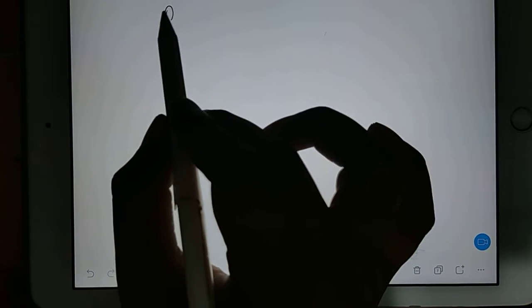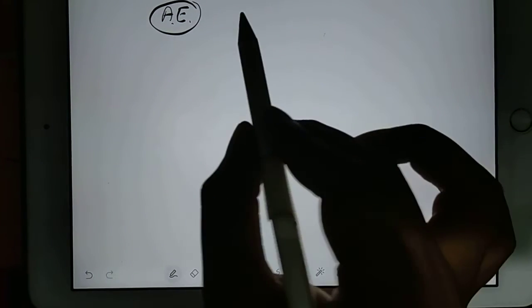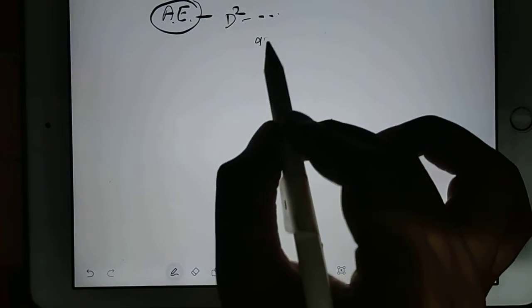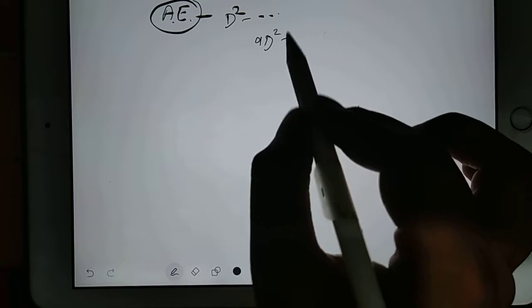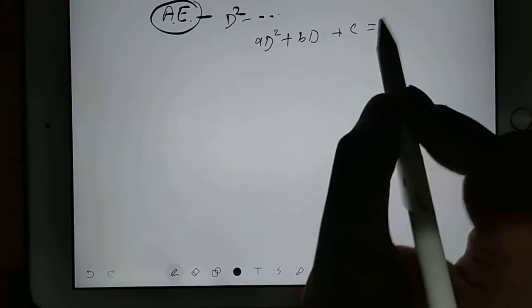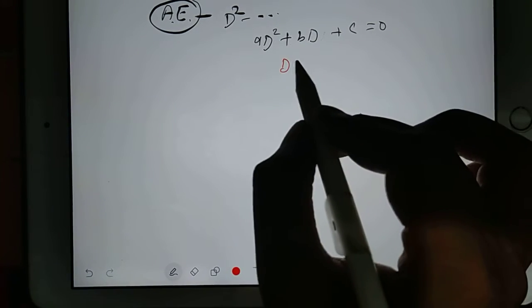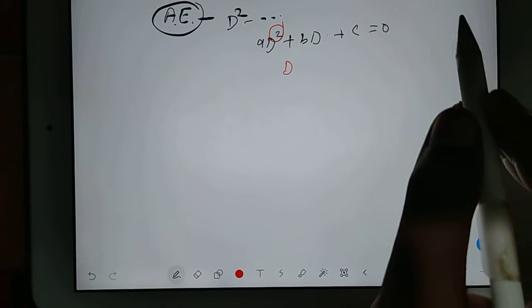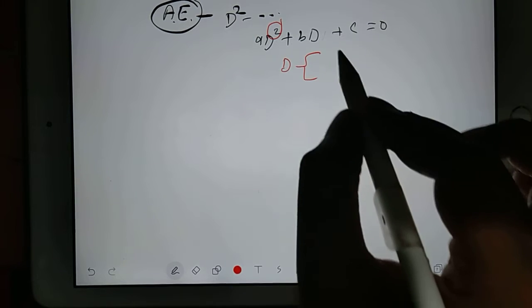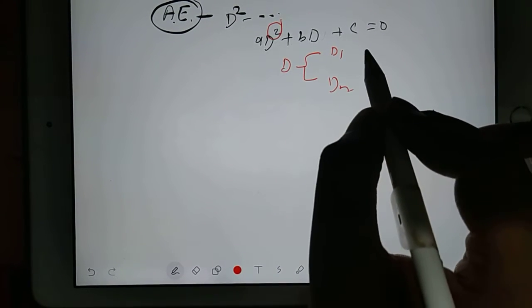Just keep in mind, whenever a question is given, we will be making the auxiliary equation. That auxiliary equation, like d square something, will be there. For example, it will look like ad square plus bd plus c is equal to 0. This is the general form I am talking about. So when you find the d value, because I am talking only about the square term, there are 2 possibilities, right? d1 and d2, 2 roots are there.